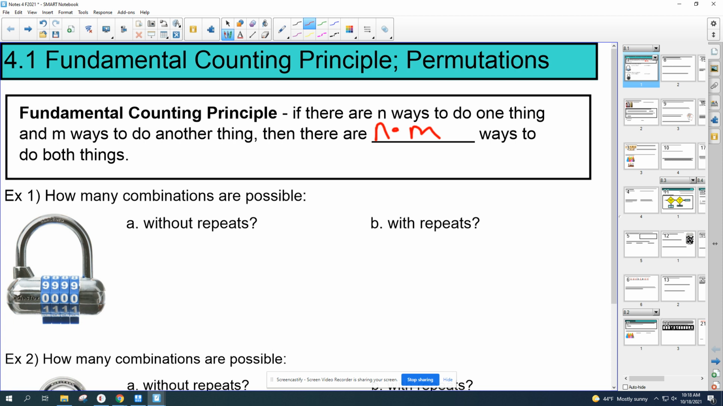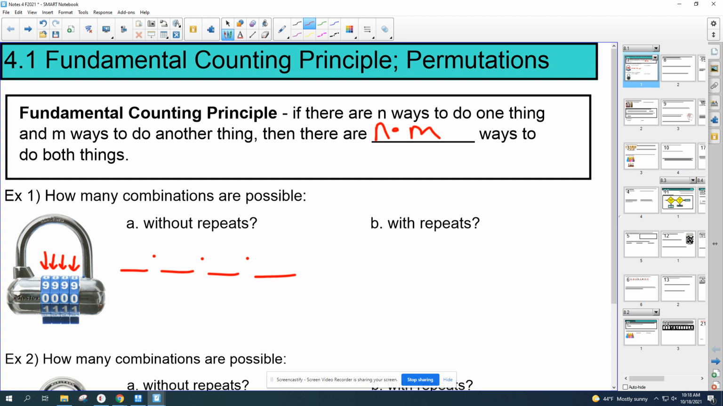How many combinations are possible on this lock? Part A says without repeats, and part B says with repeats. Notice that there are 4 different numbers, and you've probably seen one of these. You spin the little dial, and you've got numbers between 0 and 9 for each of those 4 choices. Well, fundamental counting principle, I call like a blanks problem. Since there are 4 digits on this lock, there are going to be 4 blanks in this fundamental counting principle problem.